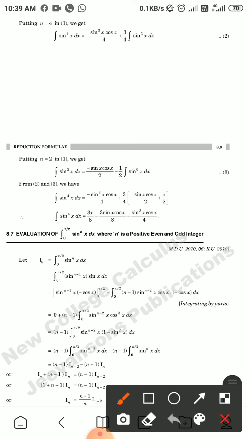Now putting n equal to 2 in the first, we get integral of sin²x dx is equal to minus sin x cos x divided by 2 plus 1 by 2 integration of sin⁰x dx, and marking this to be number 3. Therefore, from second and third we have integration sin⁴x dx is equal to minus sin³x cos x divided by 4 plus 3 by 4 times minus sin x cos x by 2 plus x by 2. Therefore, the required result is integration of sin⁴x dx is equal to 3x by 8 minus 3 sin x cos x by 8 minus sin³x cos x divided by 4.